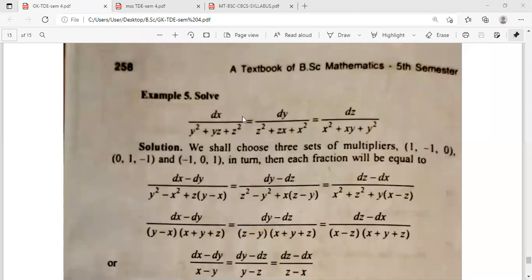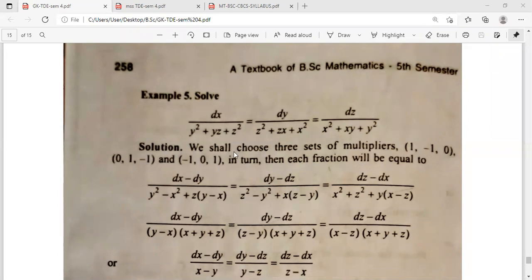That is the way to remember it. You see 1, minus 1, 0: first you write here and you get dx minus dy. For the next one, you write this in the next position, minus 1 here and 0 here. That is 0, 1, minus 1. Again you write 0 here and 1 here, minus 1 here. That is a change in the cyclic manner, one by one.